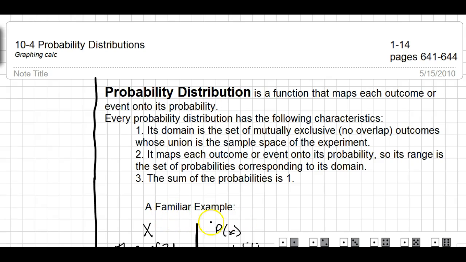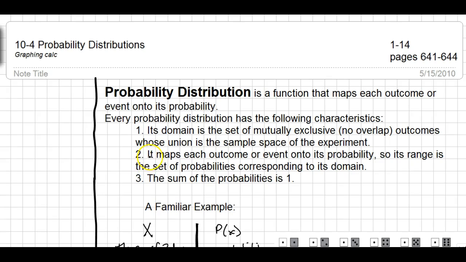And we'll see an example of this shortly. Every probability distribution has three characteristics that students need to be aware of. The first one, the domain, is the set of mutually exclusive, which means no overlap, mutually exclusive outcomes whose union is the sample space of the experiment. Again, remember that sample space covers all of the outcomes.